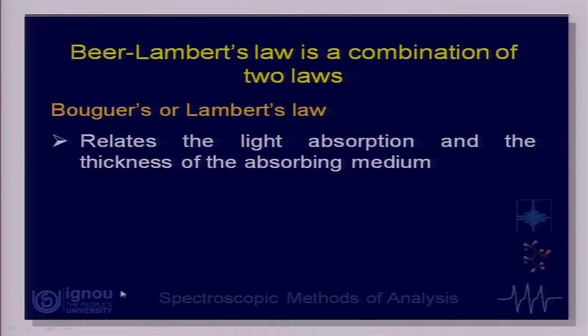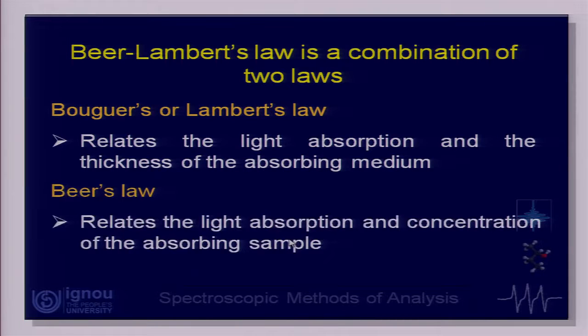This basically relates because there are three things here. There is P naught, there is P. We are trying to find the relation between P naught and P, and there are two variables: one is the concentration of the medium, and the second is the thickness. So, there are four terms which have to be related. Lambert's law relates that the intensity P which comes out after passing through the medium depends on the thickness of the medium. That means it relates light absorption and the thickness of the medium. On the other hand, Beer's law relates light absorption and the concentration of the medium.